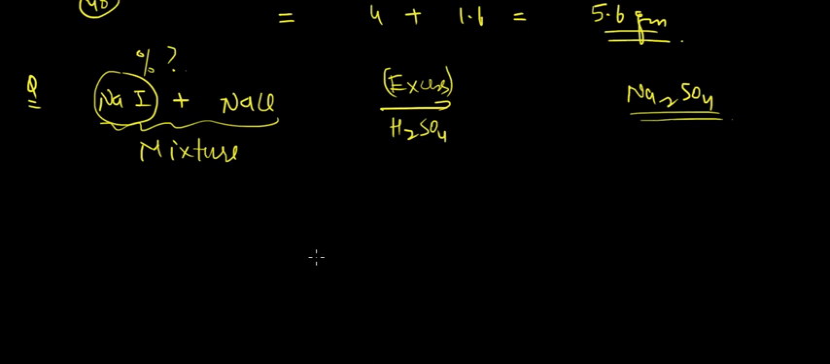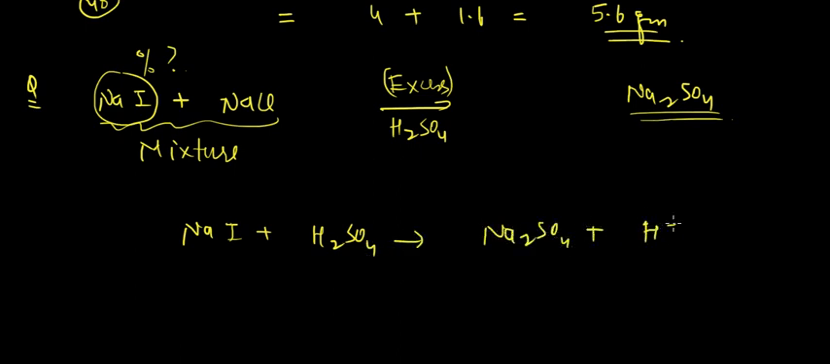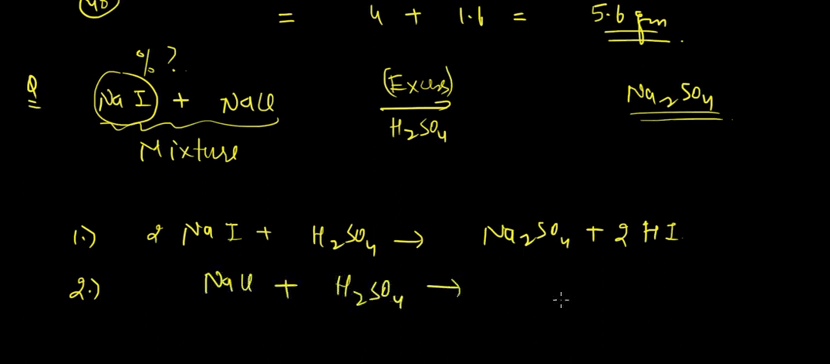So let's write the two reactions. When NaI reacts with H2SO4, the reaction would proceed forward as Na2SO4 plus HI. After balancing the equation, we'll get 2 and 2 here. This is the first reaction that will take place in the mixture, and the second reaction is NaCl plus again H2SO4 would produce Na2SO4 plus 2 moles of HCl. Again balancing, we'll get this equation.